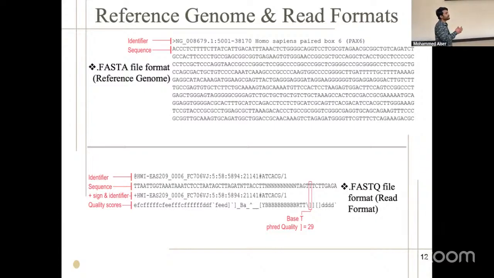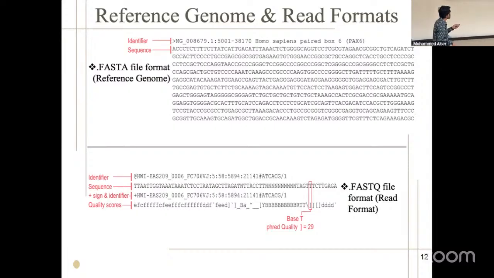The reference genome file is actually the whole sequence of every organism. We call it a .FASTA file. For that file, the first line starts with the greater than sign. It is the name of that sequence, which we call an identifier, and after that comes the whole sequence, the letters. This is the sequence of that genome. It contains A, C, T, G, and in some portions you may also see N, meaning we don't actually know what is in that position.